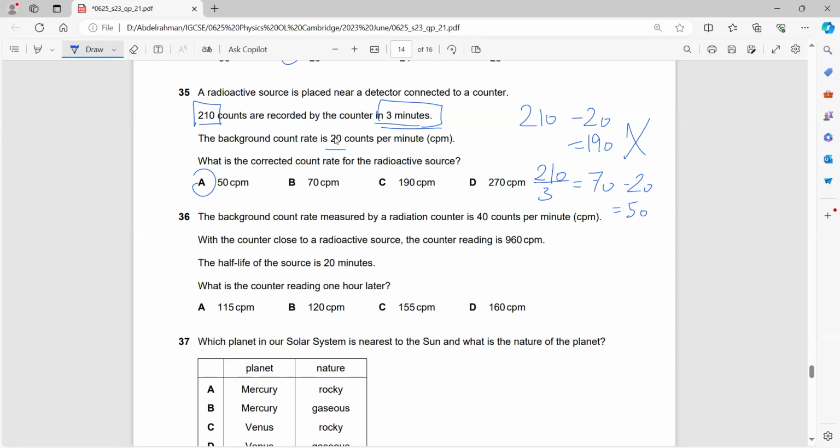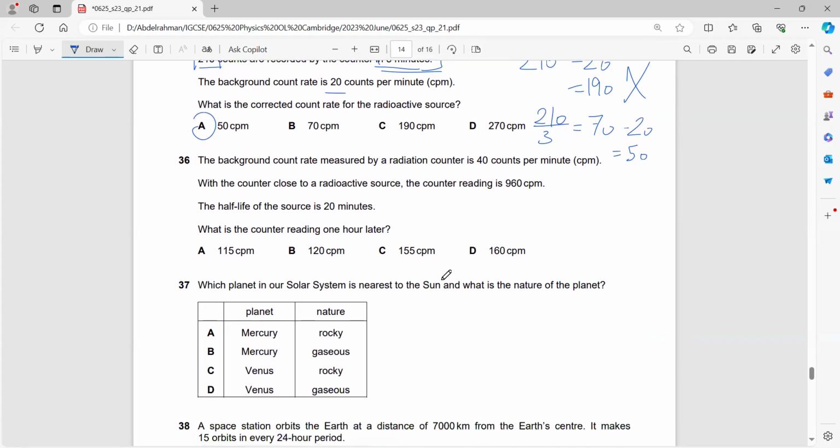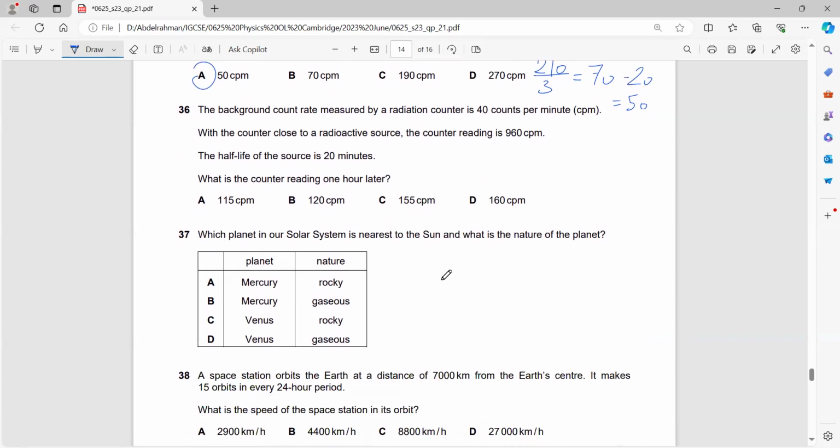It's a really interesting question. Please try to solve it again. Okay. It's a really, really interesting question. The background count rate measured by a radiation counter is 40 counts per minute. With the counter close to a radioactive source, the counter reading is 960 counts per minute. And the background radiation is 40. The half-life is 20 minutes. What's the counter reading 1 hour later?